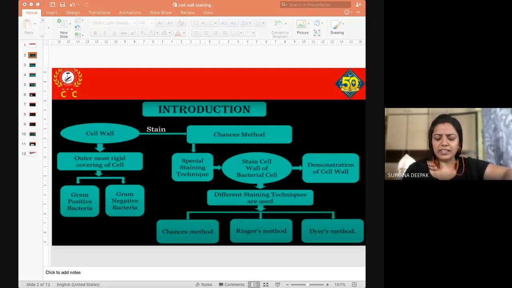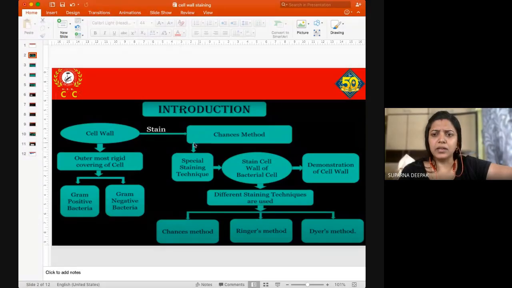Other specialized waxy substances like mycolic acid can be present in this cell wall. Specifically, when we talk about bacteria, you must have learned that depending upon what the cell wall is made up of, you have gram positive bacteria and gram negative bacteria. From where does this differentiation come?